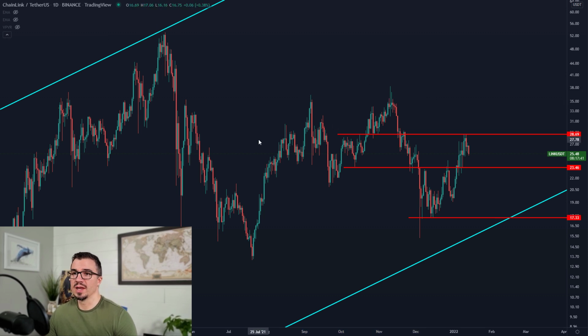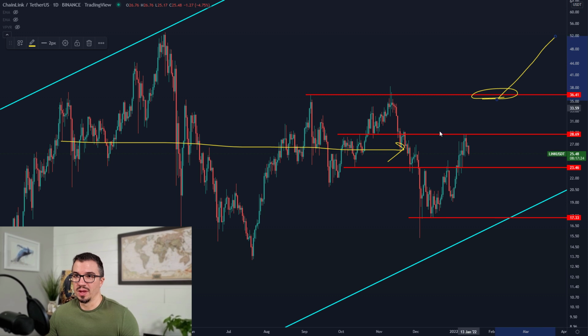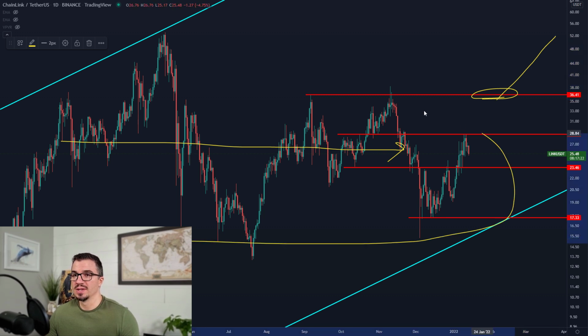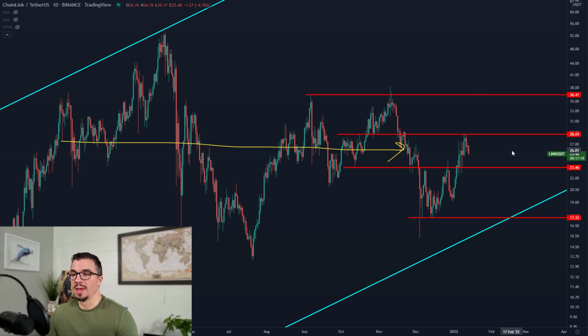So in order for Link to break out from this sideways action and continue higher, we would need to see a close above $36. So it's going to take a close above this area up here for us to say that Link is likely to continue the uptrend that we saw last year, okay, to really get out of this sideways action. So until Link gets above $36, then like I've been saying with a lot of the other markets, I think it makes sense to really play the range here instead of looking for those home runs.